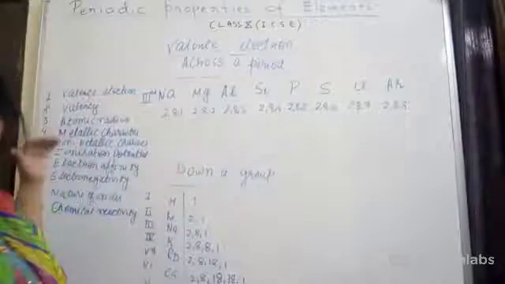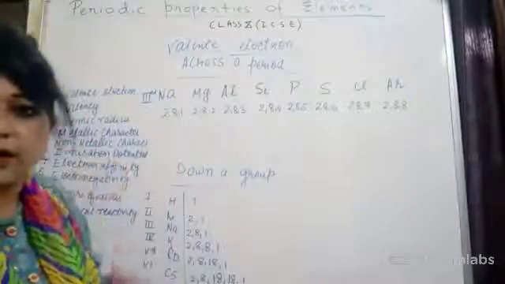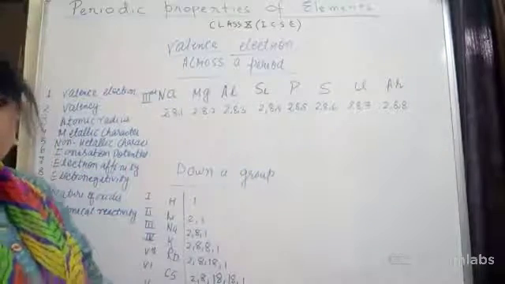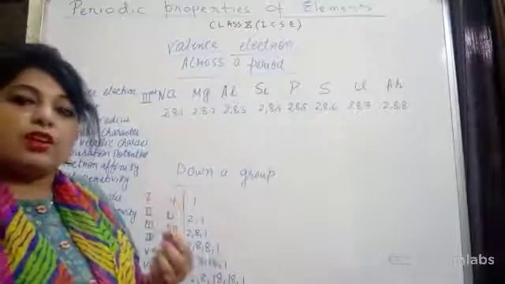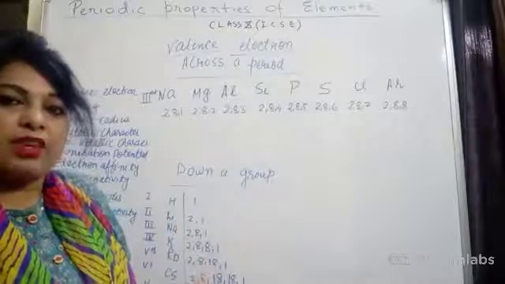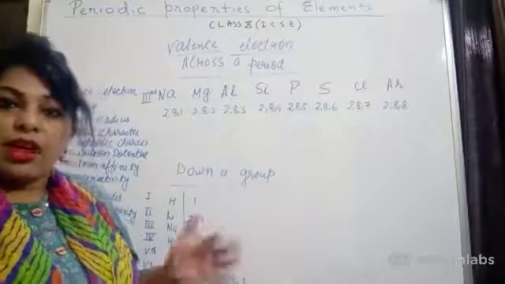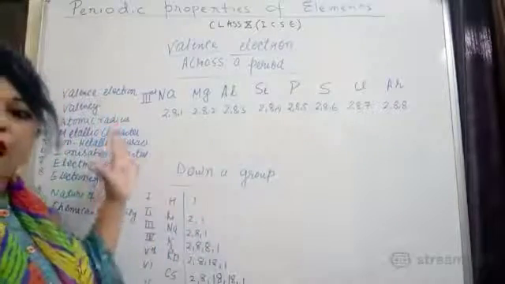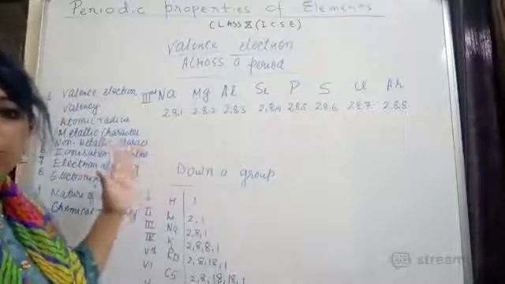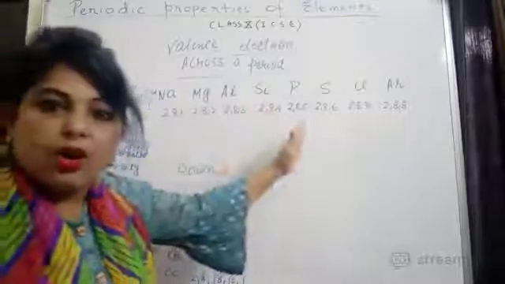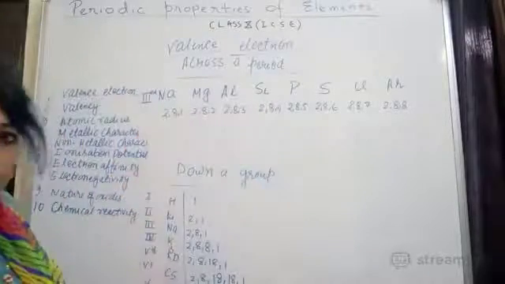The very first periodic property we should understand is the valence electron, because with the help of valence electrons we can find out the chemical reactivity, and whether it's more electronegative or less electronegative, right? So first we will learn what happens to the valence electron when we move across a period or when we move down a group.